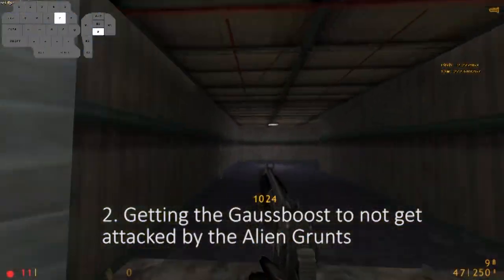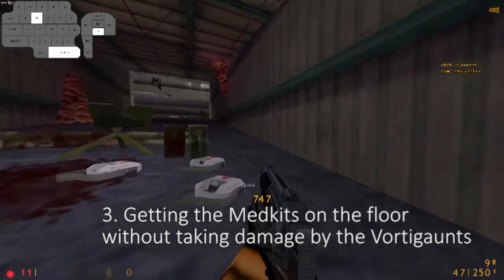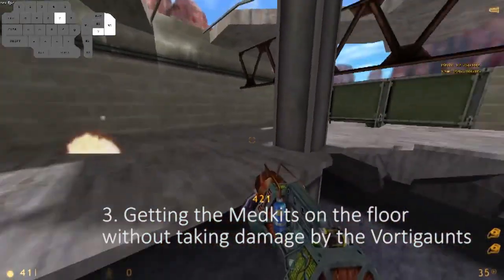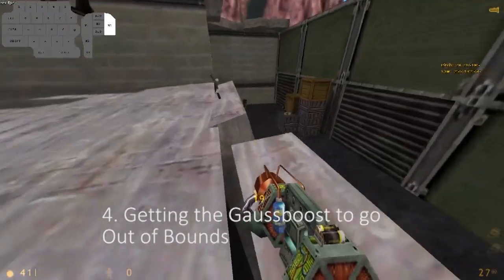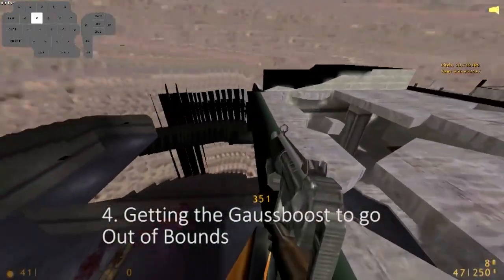Getting past those 2 alien grunts and not get hit. Get the medkits, not get hit by the Vortigaunts if possible. Get the Gauss boost up on the wall and out of bounds.